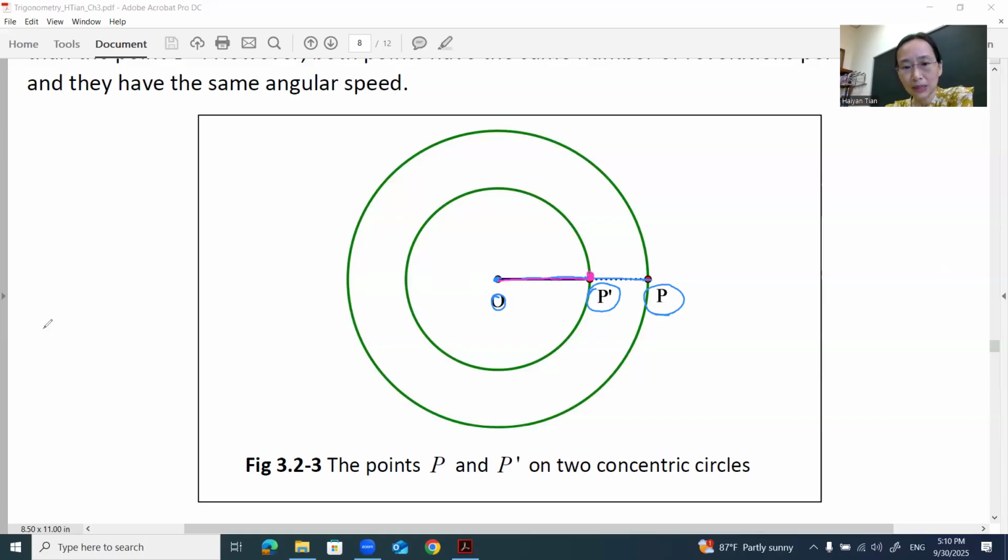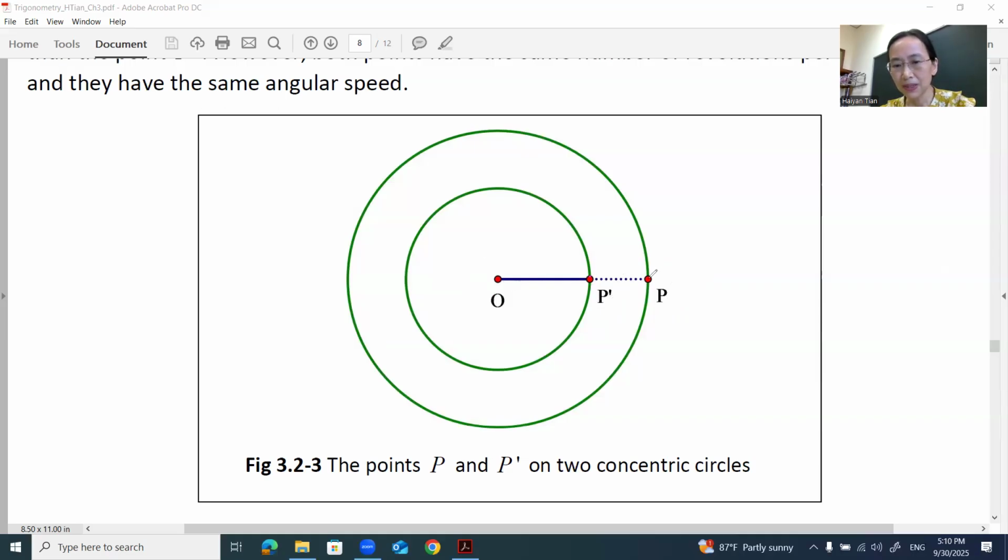But as you can imagine, if the disk revolves around the center, P will travel a greater distance per unit time. So that means if we look at the speed, right?